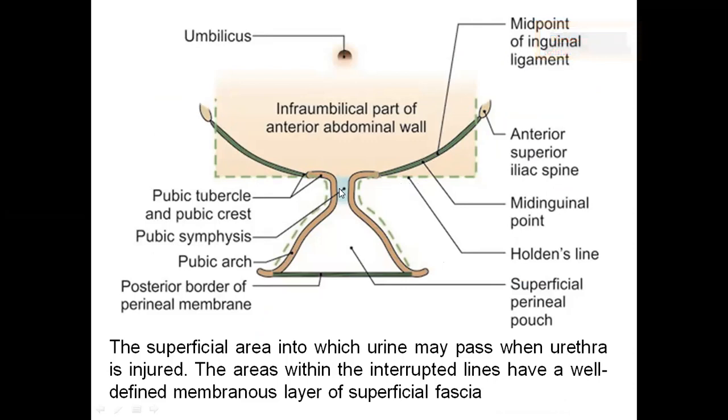So suppose at this point the urethra is ruptured. Because Holden's line is tightly attached, you will see the urine will not be able to extravasate in the thigh region. Then, the superficial area into which urine may pass when the urethra is injured, this area is the possible area, but because of this Holden's line, it is well protected.